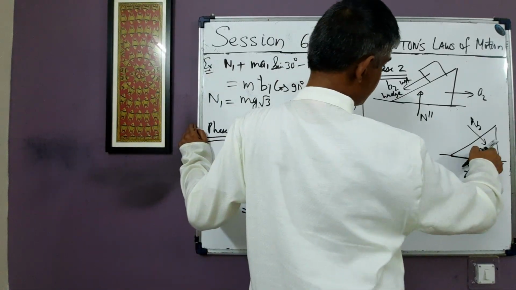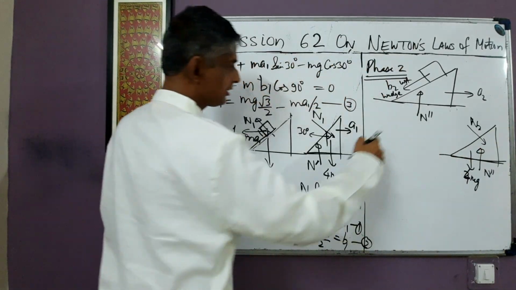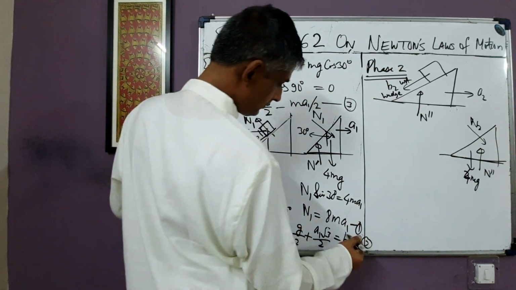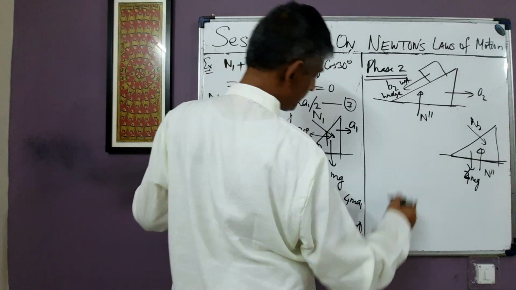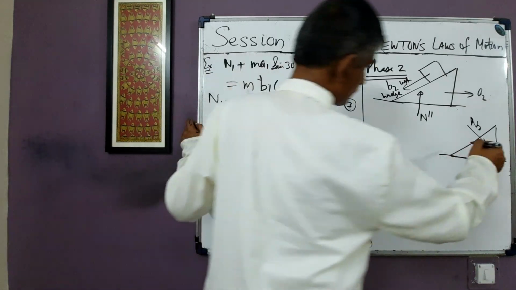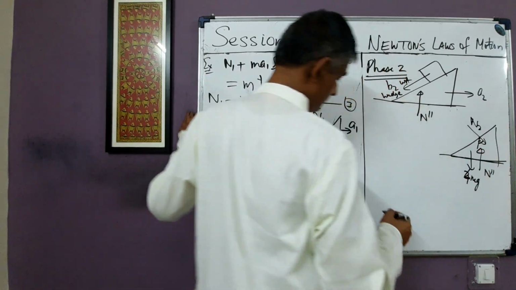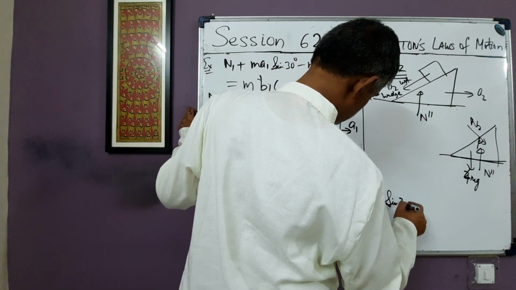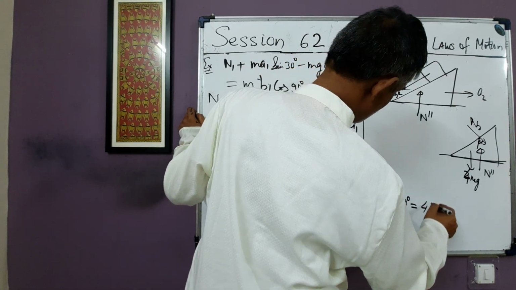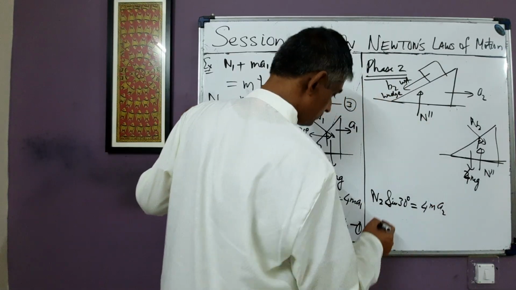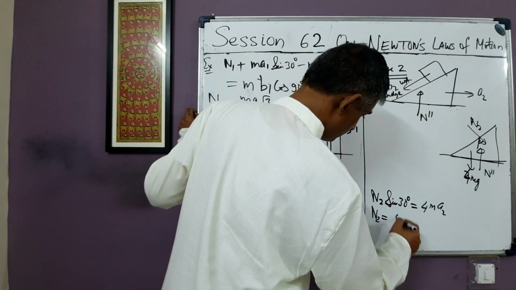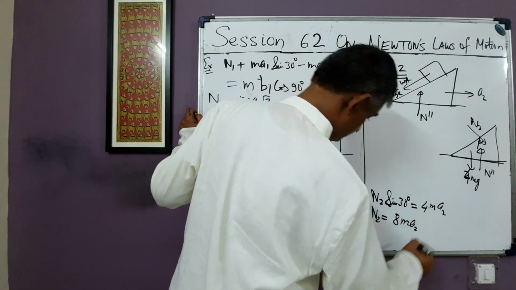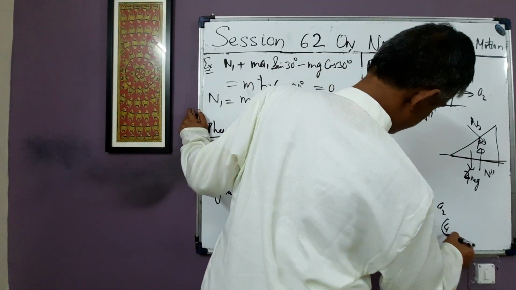I again apply Newton's second law to the wedge in the rightward direction. What do I write? This is again 30 degrees by geometry. So n2 sine 30 degree equal to 4m into a2. n2 becomes 8m a2. This is the fourth equation. Alright, fine.